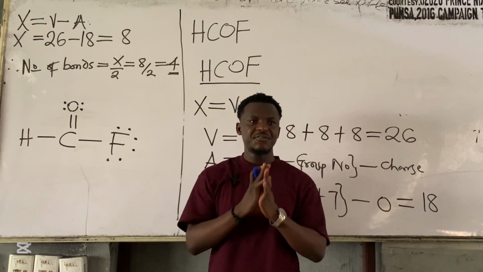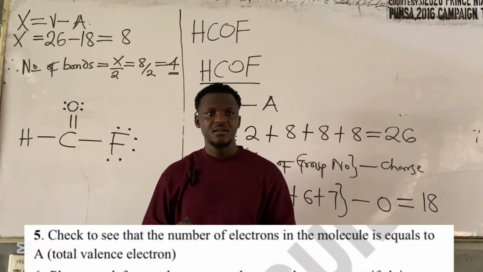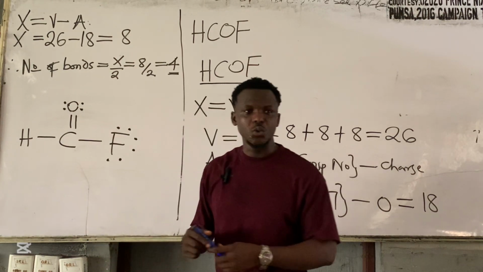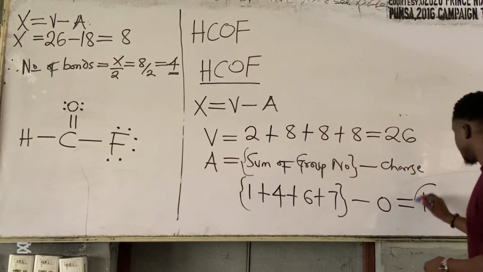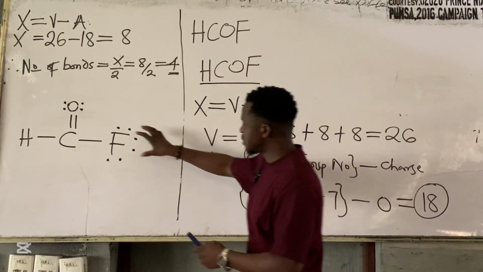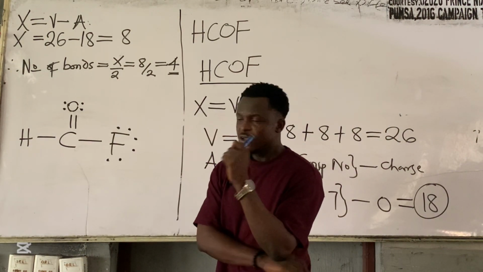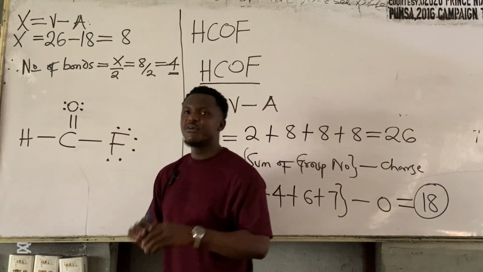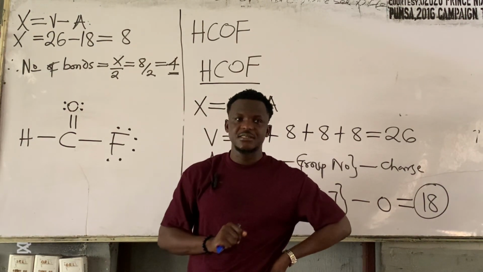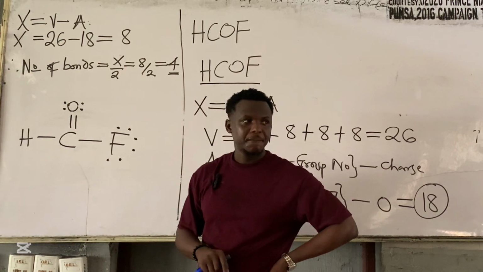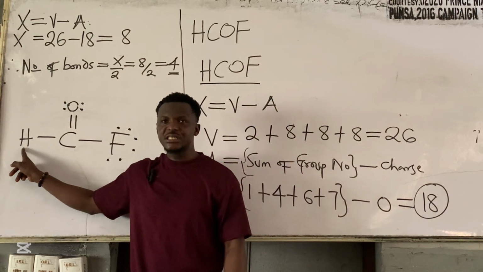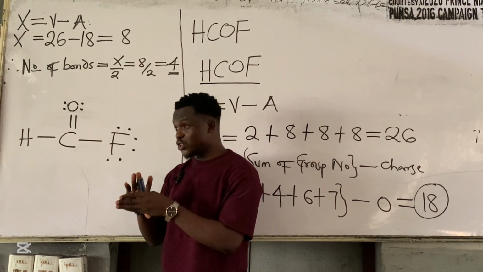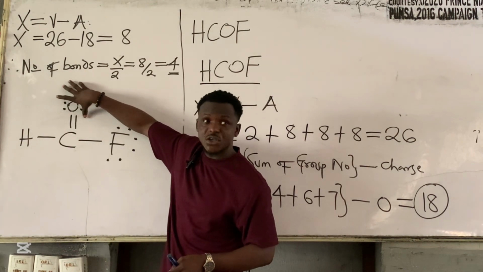Step 4 is done. Step 5 says, check to see that the total number of electrons we have here is equal to A. Class, what was our A value? So we want to check to see if this guy will give us 18. So let's check. This is 2 here, right? But before then, let's chill, class. Before I proceed to check, this guy, hydrogen is complete, duplet, is it not so? Fluorine is complete, octet, is it not so? Oxygen is complete, octet, right?